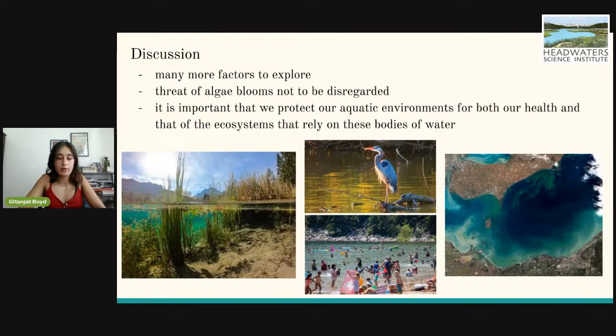So to conclude, the threat of algae blooms is not to be disregarded. While Lake Natoma and Weber Lake are not under duress currently, this can change very rapidly, and it's imperative that we protect our aquatic environments for both our health and that of the ecosystems that rely on these bodies of water.